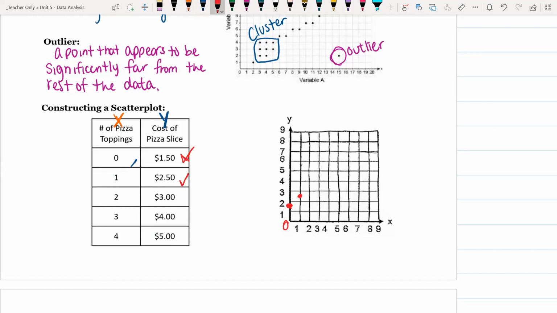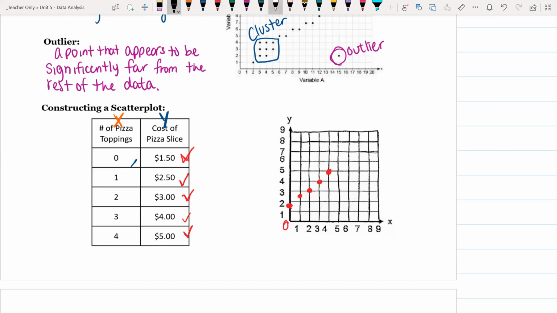Go to 2, $3. And put a dot there. Go to 3, $4. 4, $5. Okay. So now we've graphed them all, but that's not all we need to do.